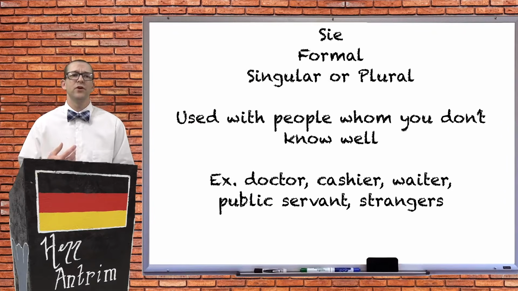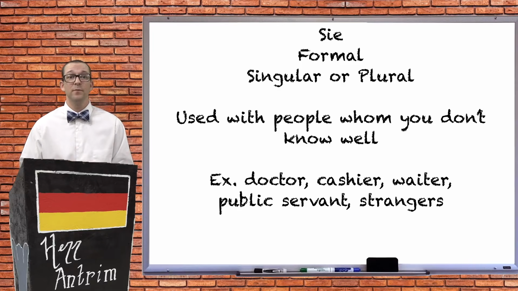The one that you need to know first is Sie. This is the formal version. It can be used in the singular form, addressing one person, or in the plural form, addressing more than one person. While I call this the formal version, it isn't necessarily overly formal. What I mean by this is, you don't have to use Sie just because somebody is wearing a suit and tie. It's actually much more simple than that.